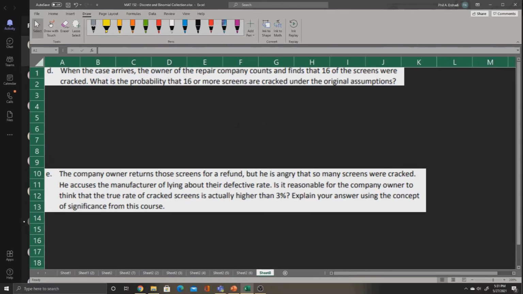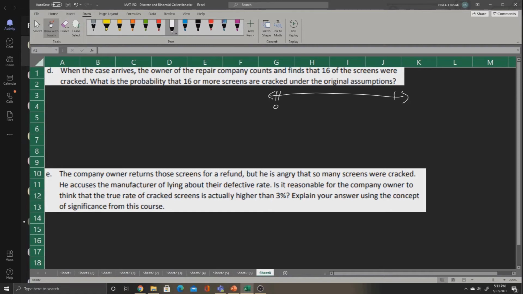For problem D, the question says, when the case arrives, the owner of the repair company counts and finds that 16 of the screens were cracked. What is the probability that 16 or more screens are cracked under the original assumptions? Once again, we'll draw a picture.